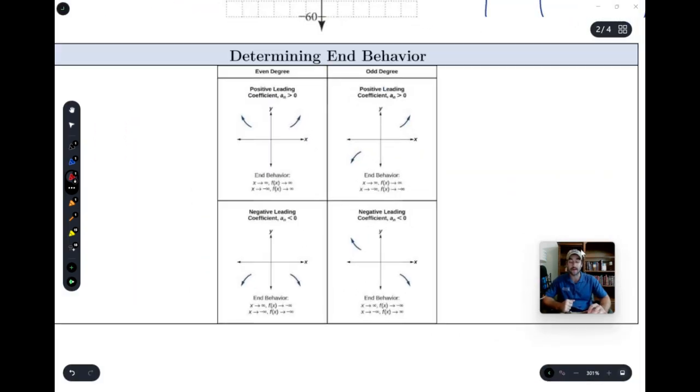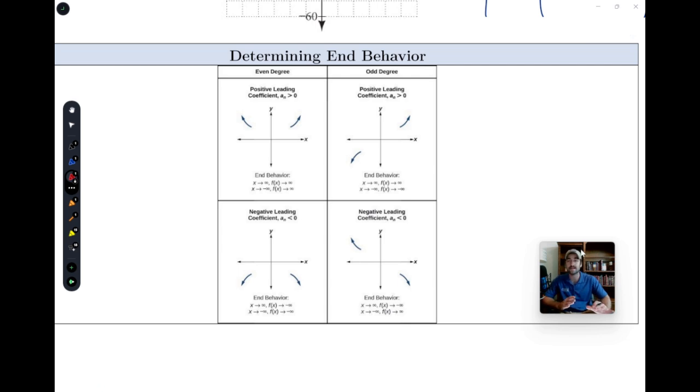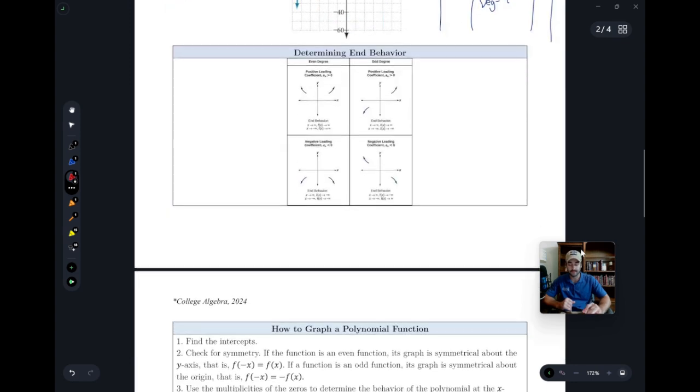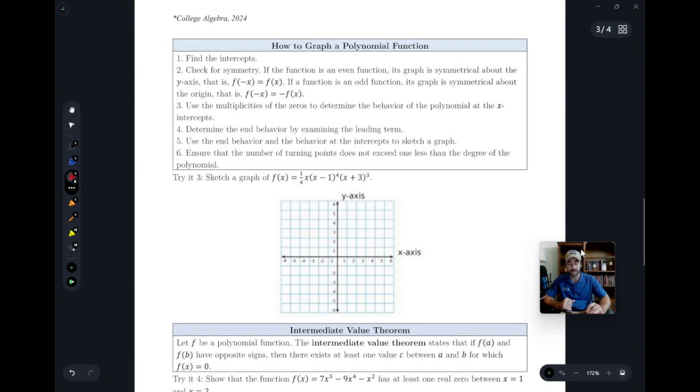All right, there's another reminder for end behavior. We went over that in detail last section, but if you want to go back and watch that or look at this chart to remind yourself a little bit about end behavior before we fully graph a function.